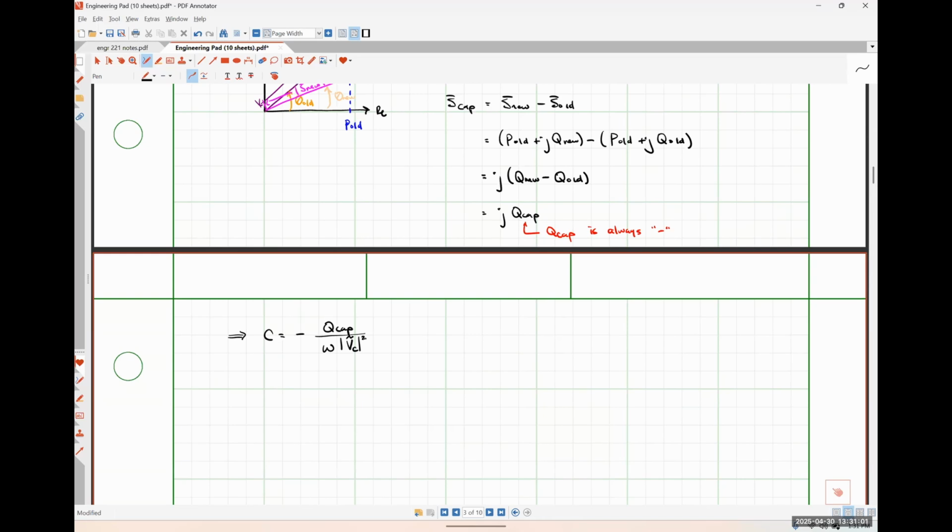So instead, we could write this as P old, which is a constant for our system because it stays the same before and after power factor correction, multiplied by the tangent of theta old minus the tangent of theta new, divided by that exact same denominator, omega times the magnitude of the capacitor voltage squared.